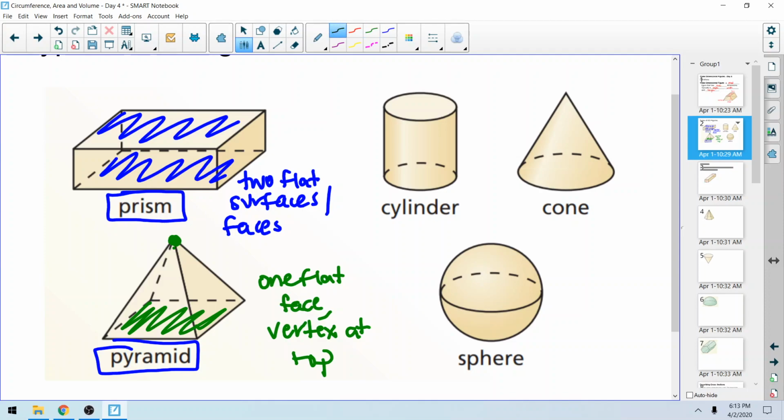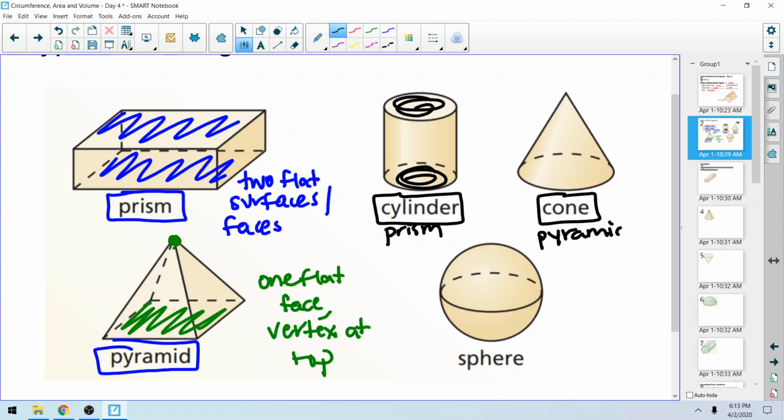So if I go look at my cylinder, would a cylinder fall into the category of a prism or a pyramid? And the answer to that is this guy's a prism, because he's flat on the top and he's also flat on the bottom. What about a cone? That would be a pyramid, because he's flat on the bottom but he has a vertex at the top. And then what about a sphere? And the answer there is neither. He's kind of in his own little category. He's not a prism or a pyramid. We just kind of put him out there by himself.